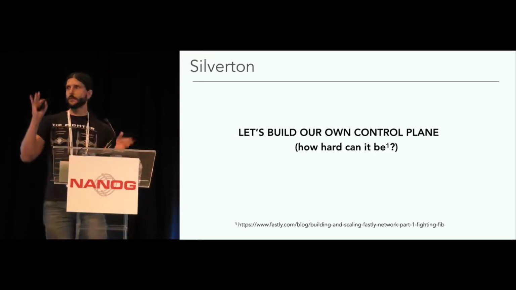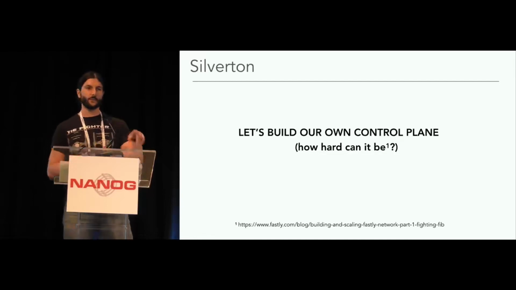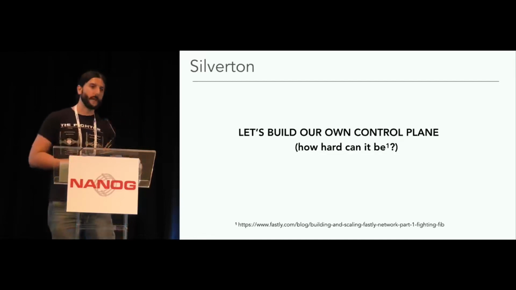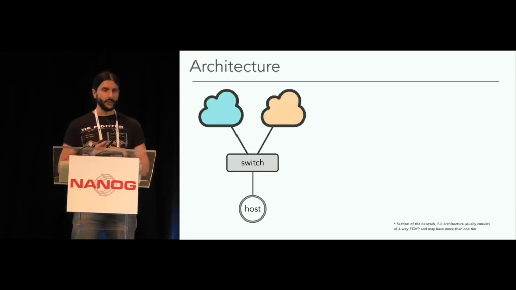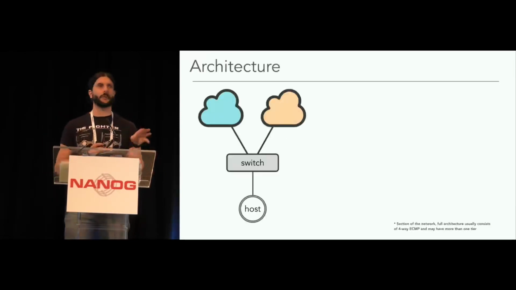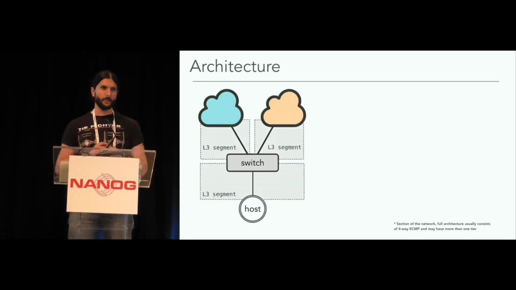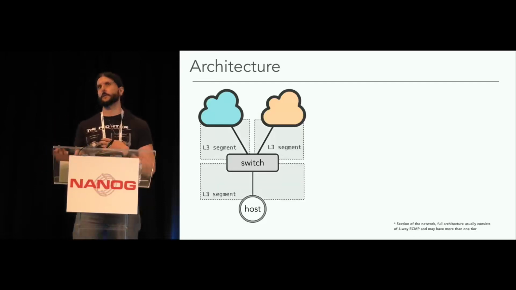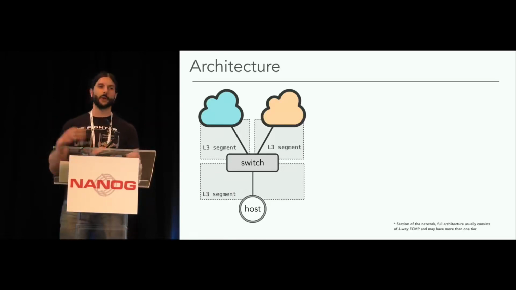I'm going to be hand-waving some of the details now of that original control plane. You can visit that URL if you want to go more into details, but I'm going to summarize it a bit now. So we're going to be using this network just to illustrate how the original control plane works. It's just a host, a switch, and two transits. So the first thing is that we have a layer 3 segment on each link going to the transits and another layer 3 segment going from the switch to the host.